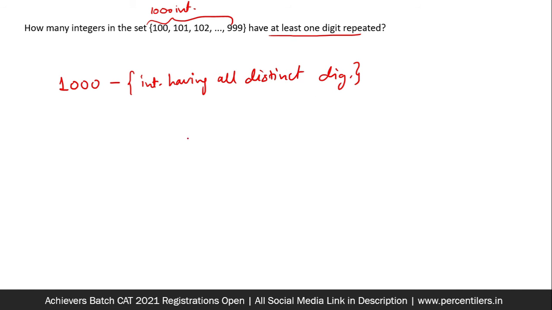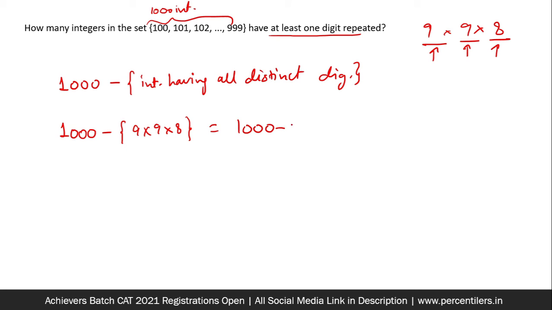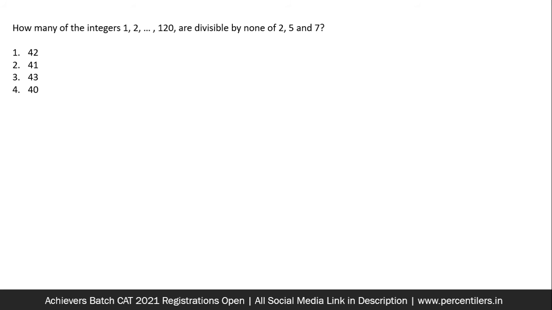This would be easier because we only have to find one thing and that too is easy. So out of 1000 integers we are going to subtract how many? First, it's got to be a 3-digit number. First place cannot be 0. It can be filled in 9 ways. The second also can be filled in 9 ways and the third will be filled in 8 ways. So 9 into 9 into 8. So basically 1000 minus 648, that is 352, and that is going to be our final answer. Done. Very easy question. Moving on to the last question of the entire series.